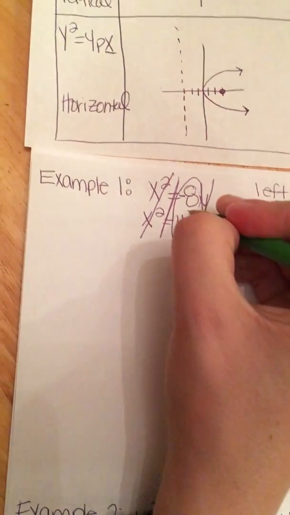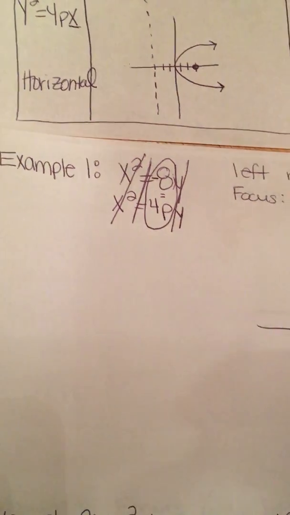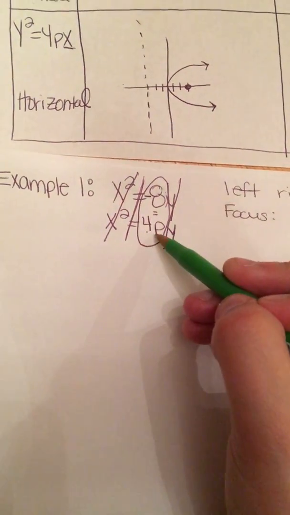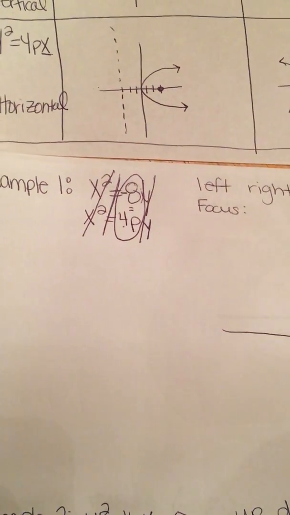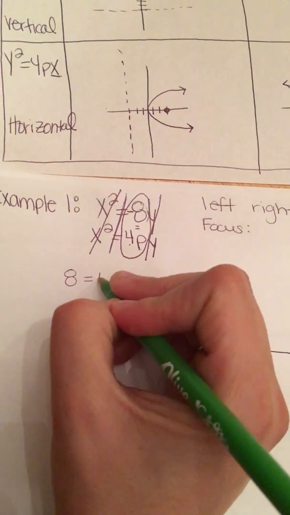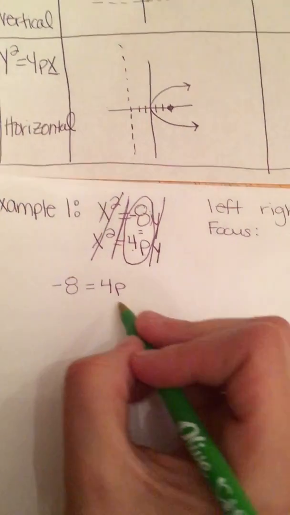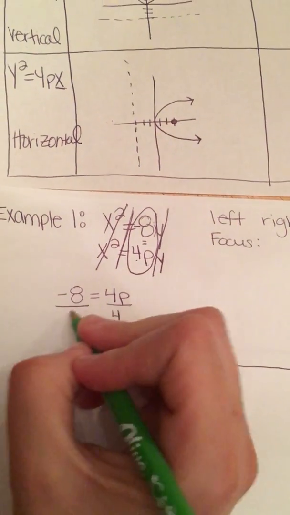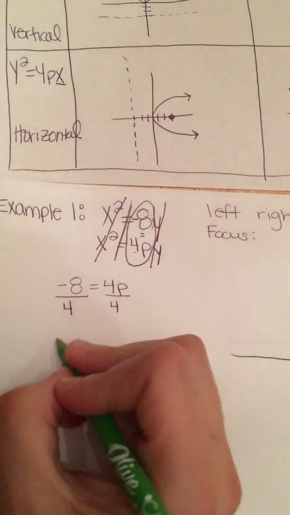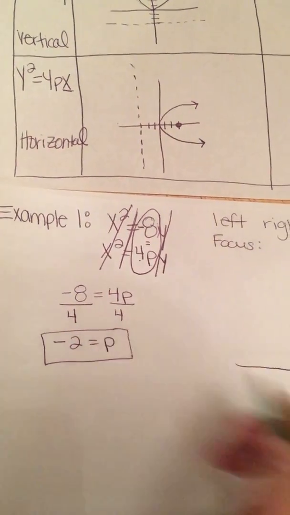So imagine having an equal sign in here. I want them to equal each other. Or an easier way to think about it is 4 times what number equals -8? Some of you are probably thinking -2, right? And the way you get that is you set it up. 4p equals -8, right? And then you solve for p, so I'm going to divide both sides by 4. So -2 equals p.